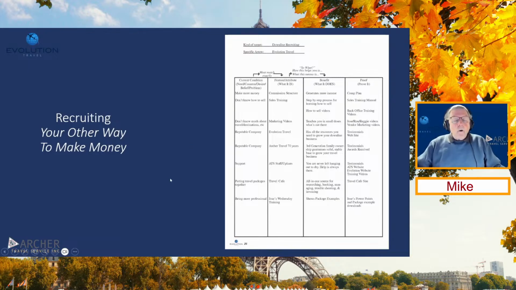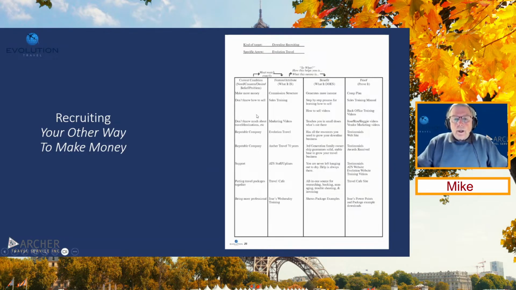Okay, so now, remember, I told you that there were two ways to make money. So now on 25, this is generally regarded for travel. On 26, this is the other way to make money, which is recruiting for your downline. All right.